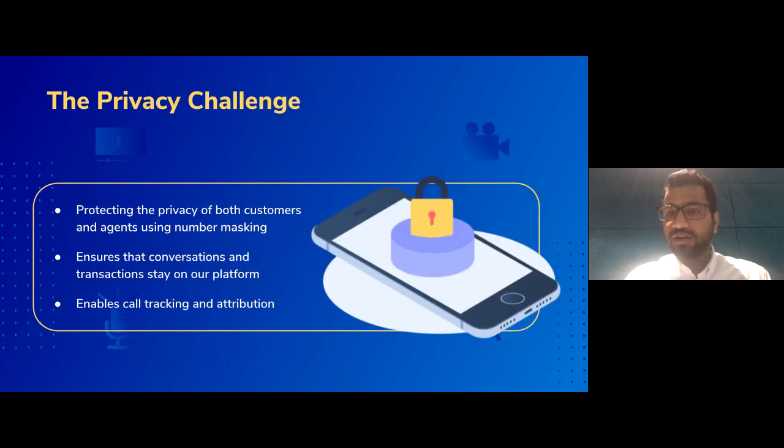We were also able to solve the privacy issue in the sales industry. Many organizations are really concerned about the data of the customers that they have, and we were able to solve for both the organization and customers, where we were able to mask the numbers so that the real number of the customers is not misused at any point of time.